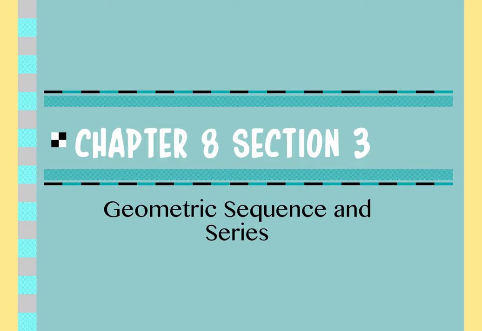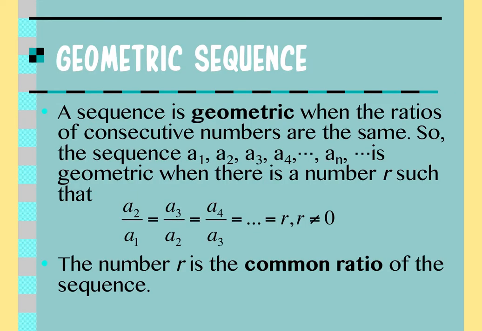All right, so 8-3 is geometric sequence and series. So we started with general sequence and series. We narrowed it down to arithmetic, which is adding the same term each time. Now we're getting into geometric, which means we multiply the same number each time. So a sequence is geometric when the ratios of the consecutive numbers are the same.